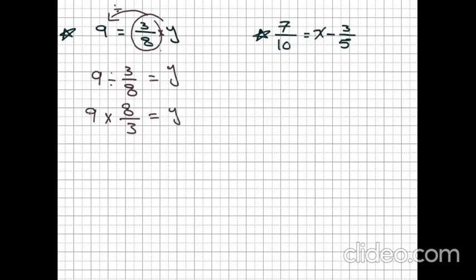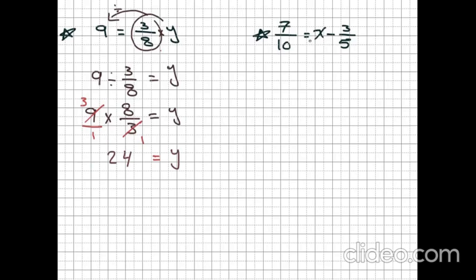Here we can simplify. Here we know this 9 is over 1, and both numbers here I can divide by 3. 3 divided by 3, the answer is 1. 9 divided by 3, the answer is 3. Now we can find the answer. 3 multiplied by 8, the answer is 24. 1 multiplied by 1 is 1. We don't write over 1. Now the question is finished.